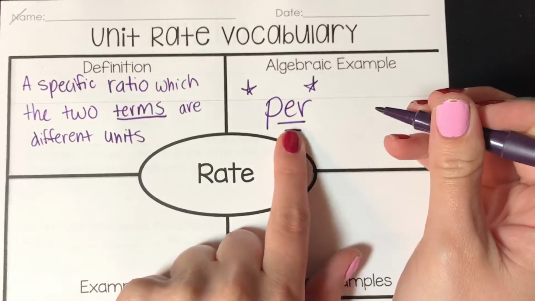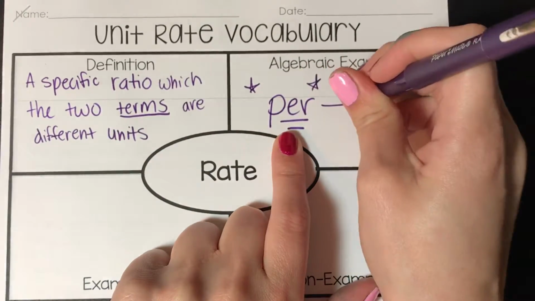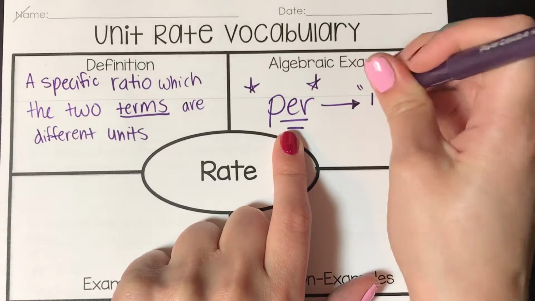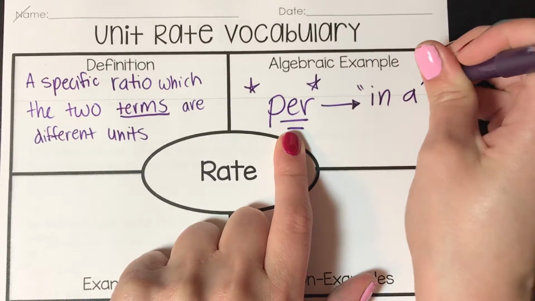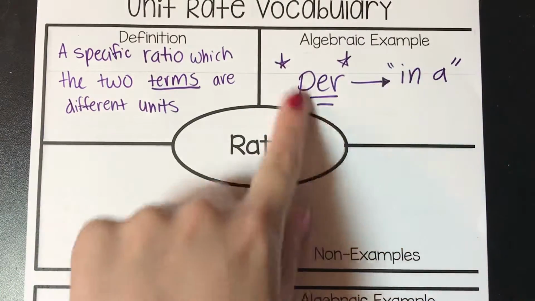You're going to see this word "per," not like a cat purr. You'll hear an example in just a moment. And per means "in." Let's go to an example to help make this make more sense.